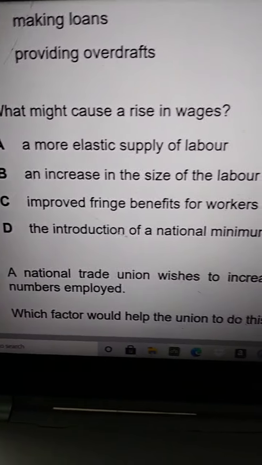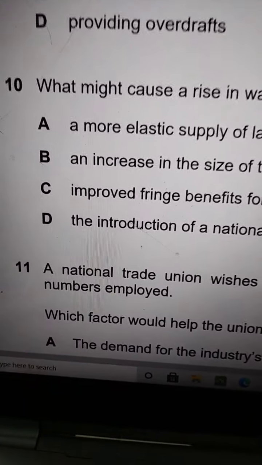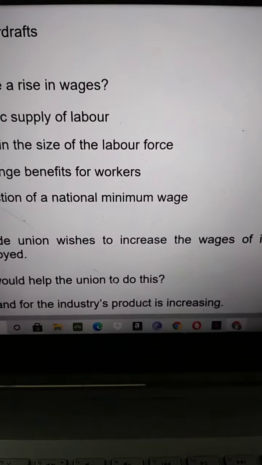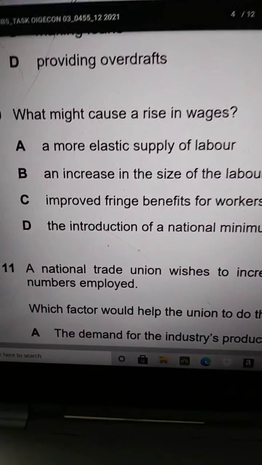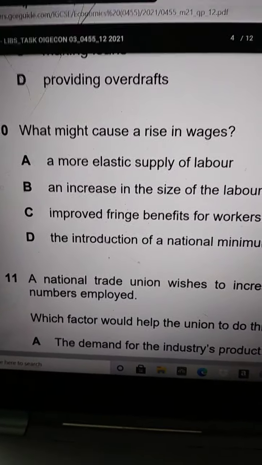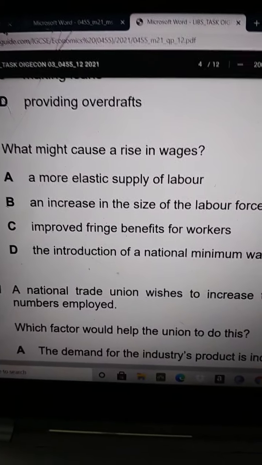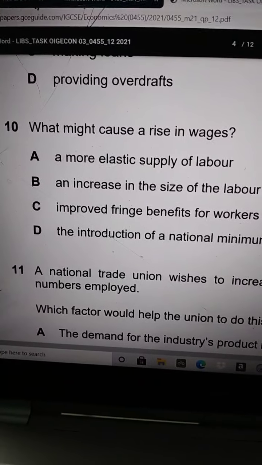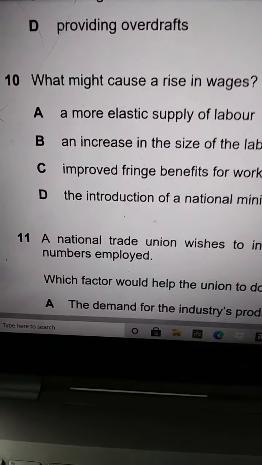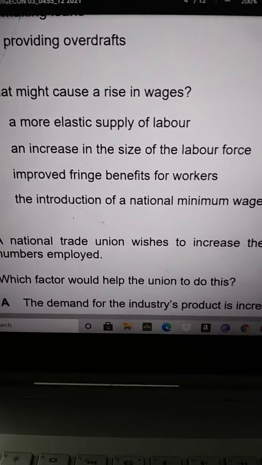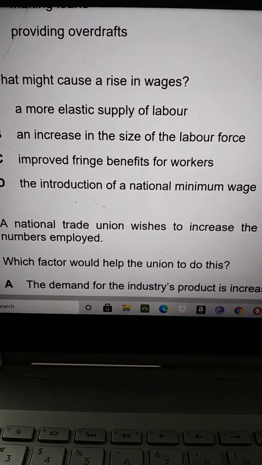Question number 10. What might cause a rise in wages? Out of these options, read option D, the introduction of a national minimum wage. For example, if labor was earning 20,000 rupees and now, from the government's rules and regulations, they are earning 24,000 rupees. The government says don't give labor less than 24,000 rupees. So this will definitely increase the wages of all the workers working in that economy. Options A, B, and C, when you go through this video again or see the paper, are not going to increase the wages at all.